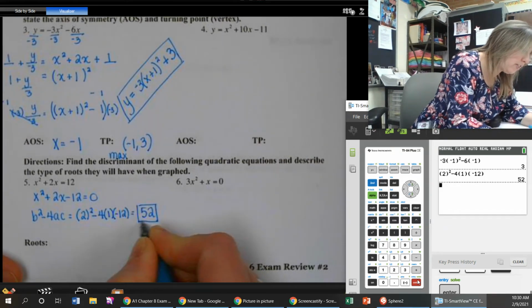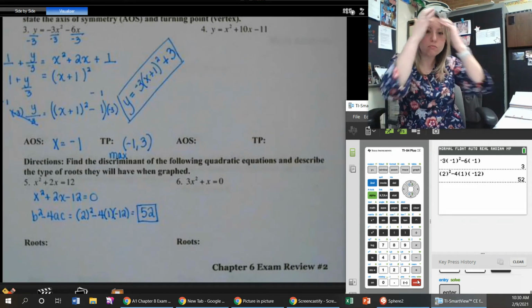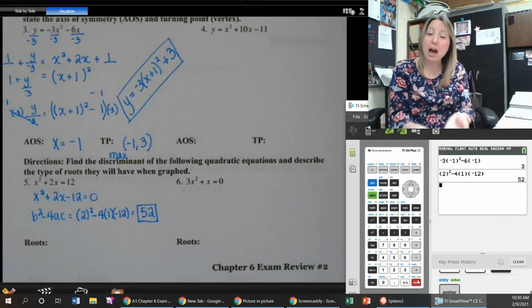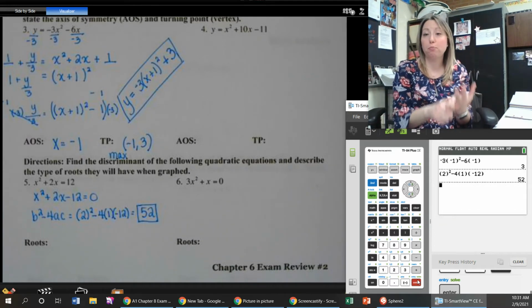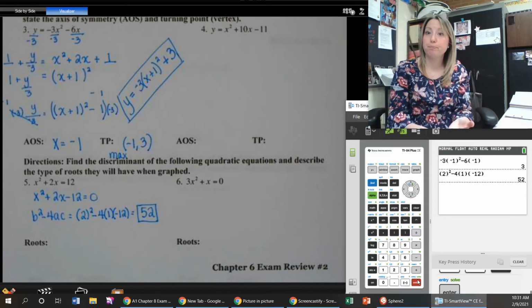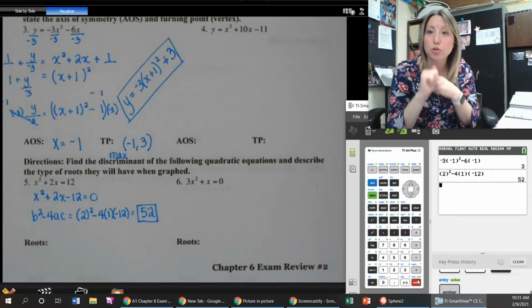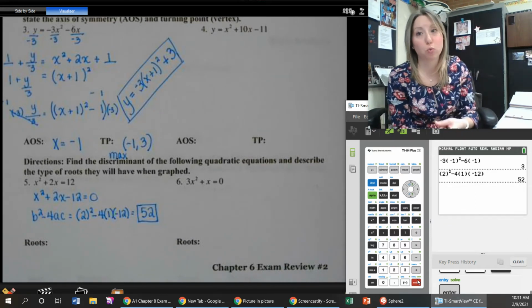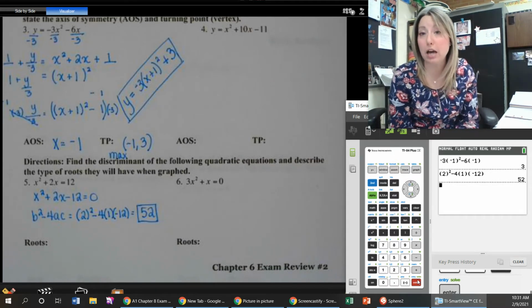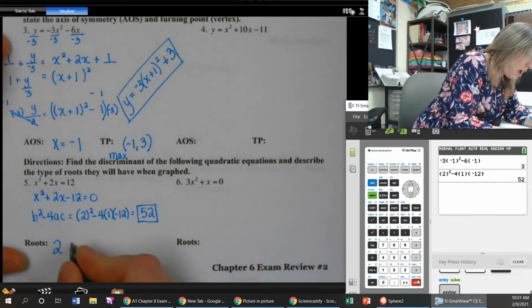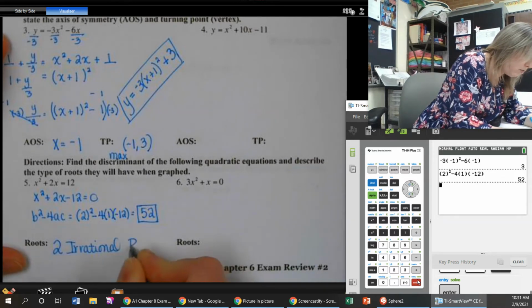Now what I do is I think about what is 52. 52 is a positive non-perfect square. So it's a positive number for my discriminant, which means it's not 2 imaginary roots and it's not 1 real root. Okay? Now I'm between 2 rational or 2 irrational. 2 rational roots is if my number is positive but also a perfect square. And in this case, 52 is not a perfect square. So my types of roots, my number is 2, and my type is irrational. So 2 irrational roots.